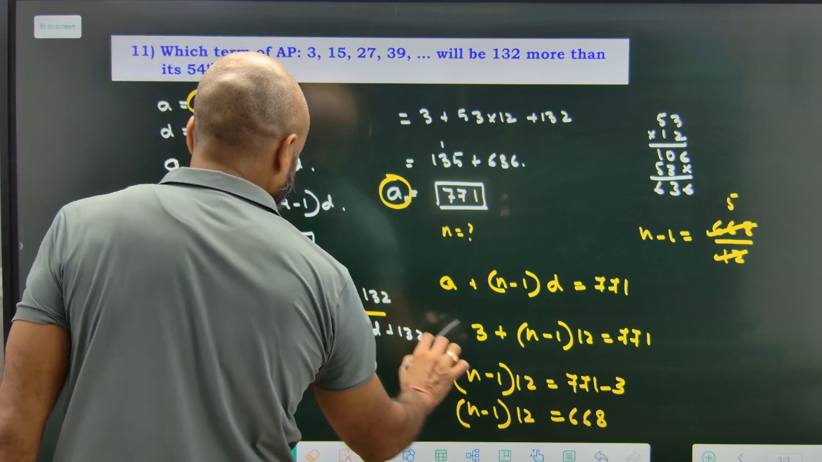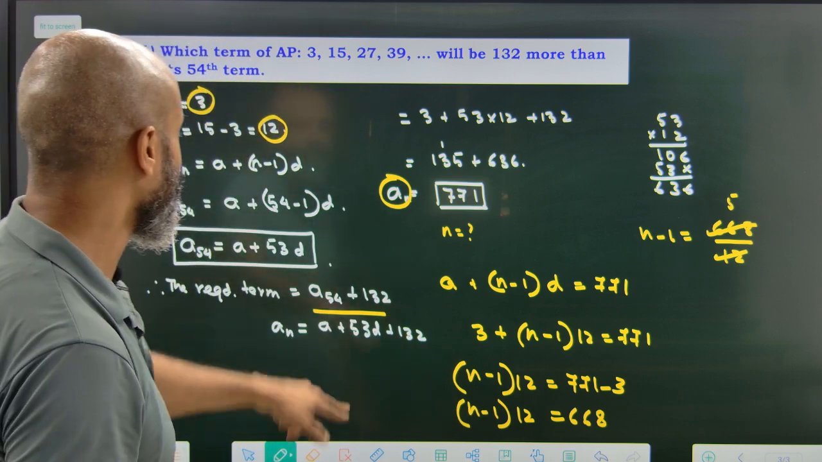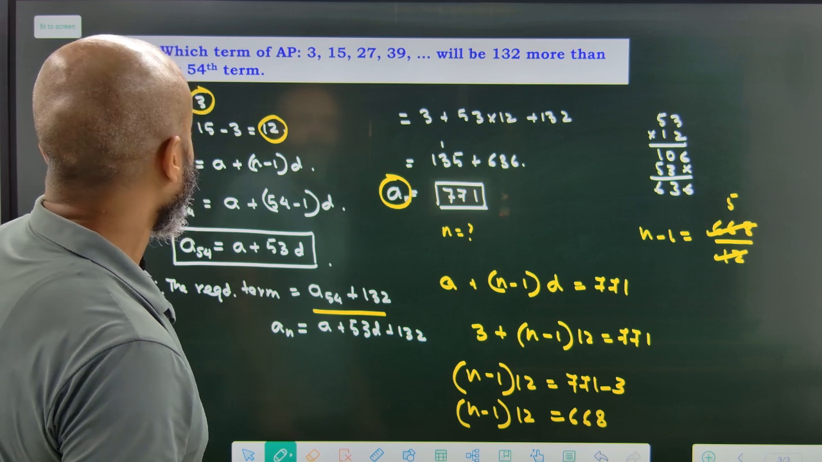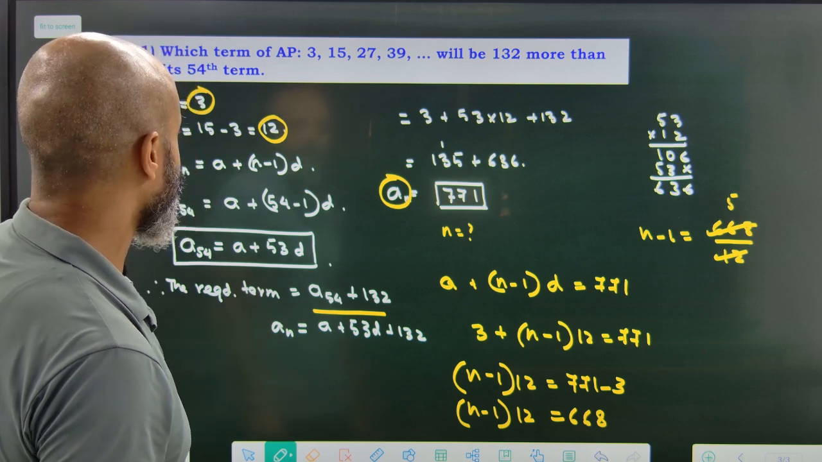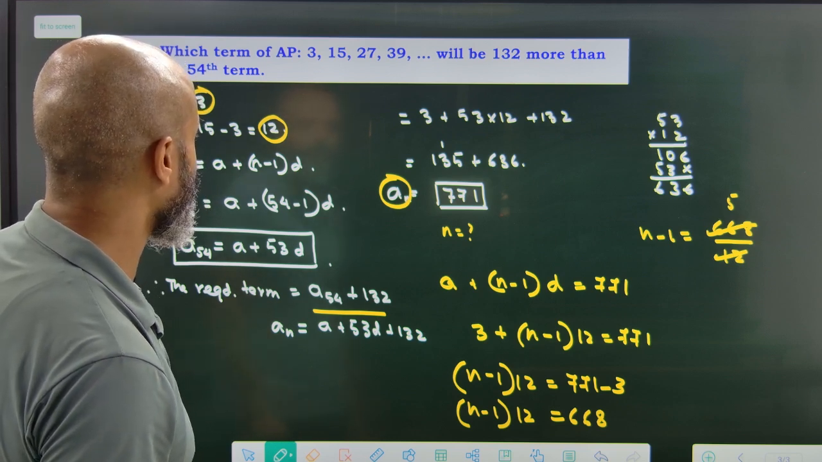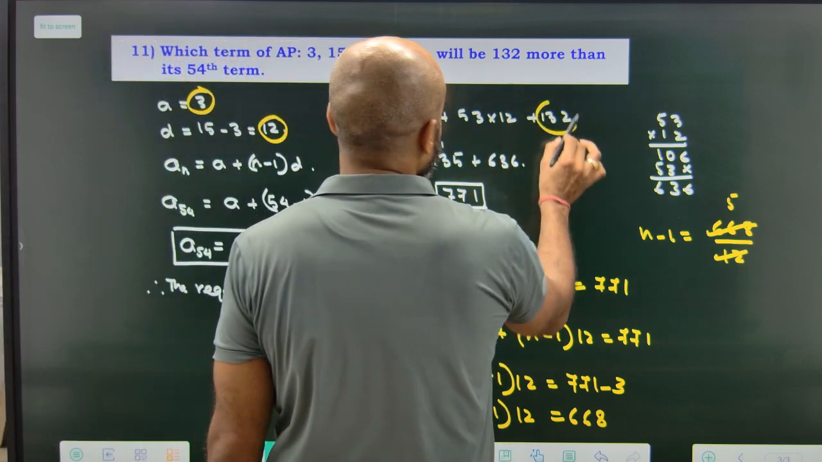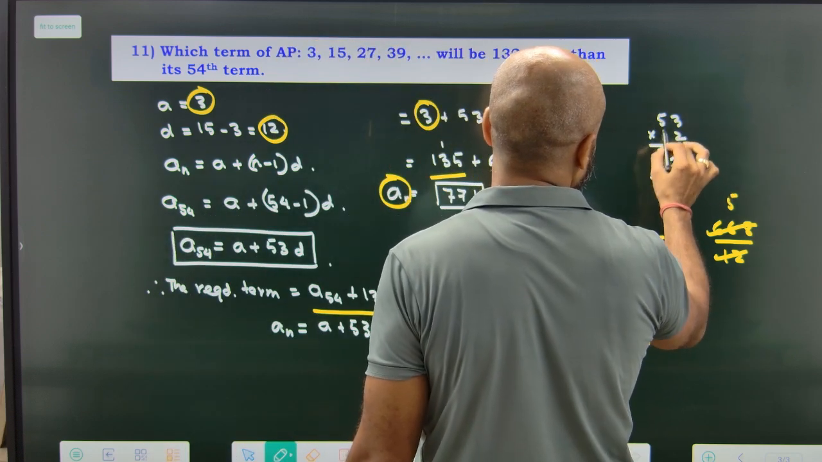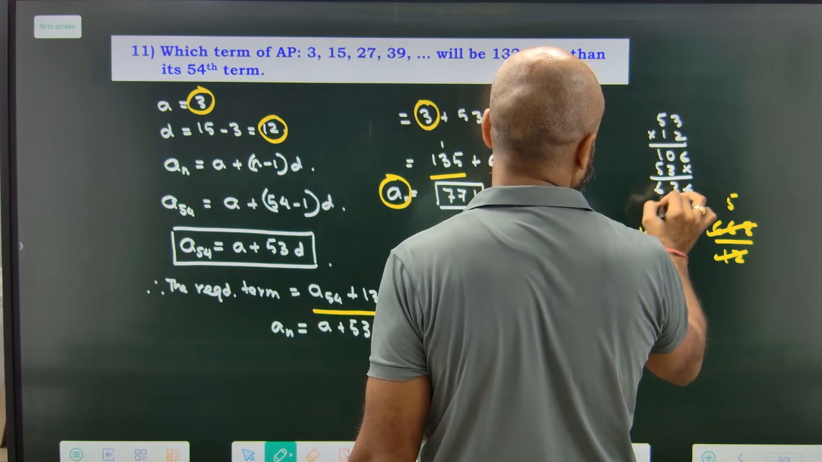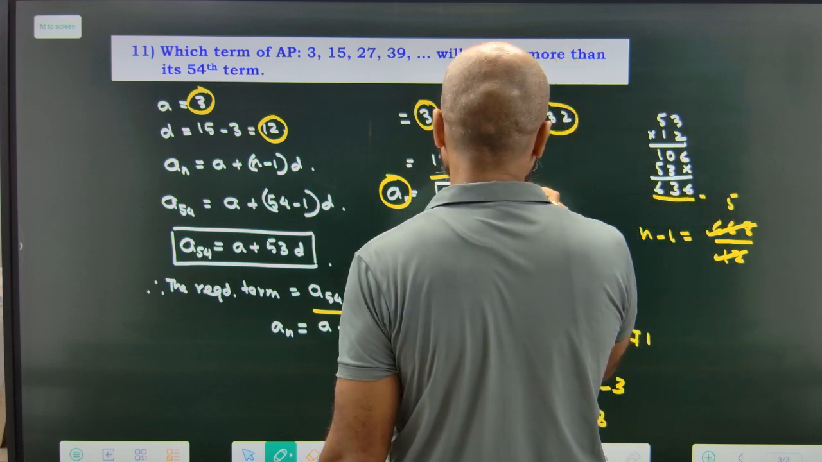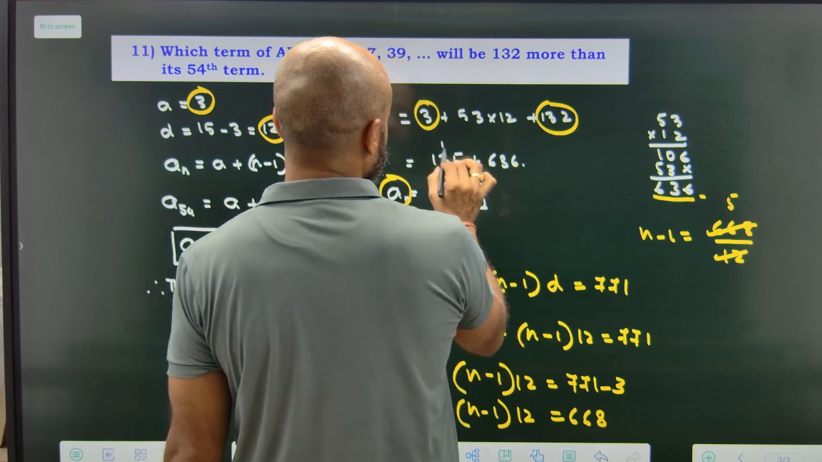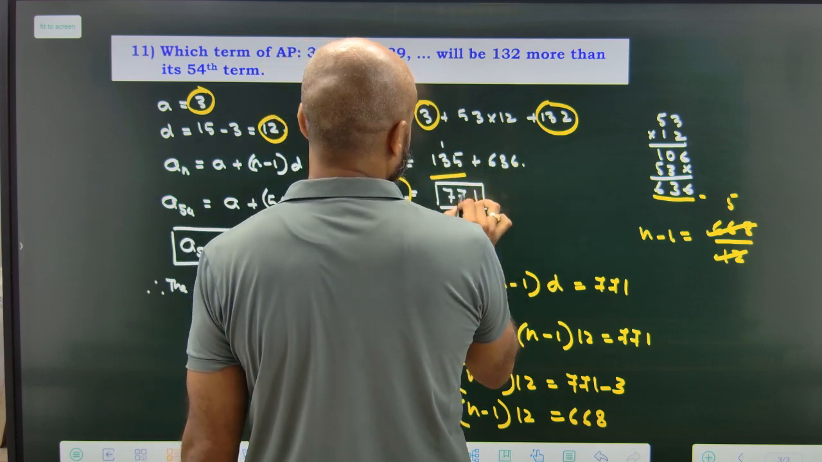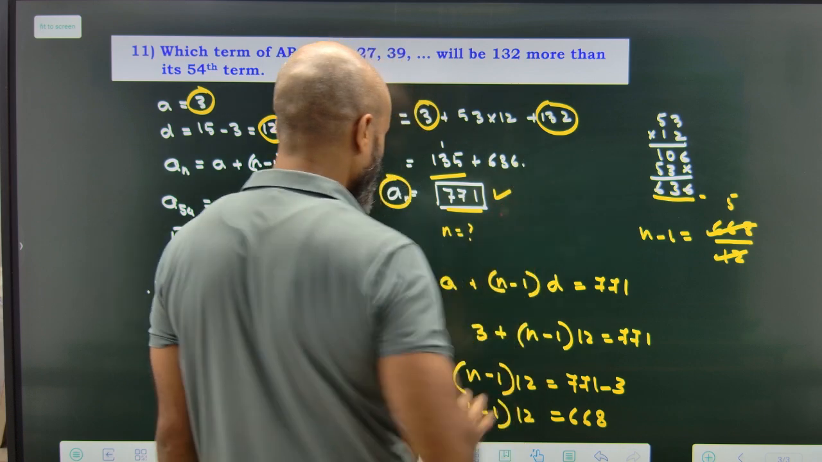And the required term is A54. So A plus 53D plus 132. So this will be 3 plus 53 into 12 plus 132. So 132 plus 3, that gives you 135. 3 2s are 6, 5 2s are 10, 3 1s are 3, 5 1s are 5, 636. 6 plus 5 11, 3 plus 1 4, 4 plus 3 7, 6 plus 1 7. That comes out to be correct.